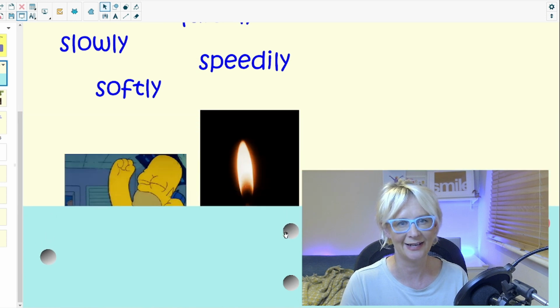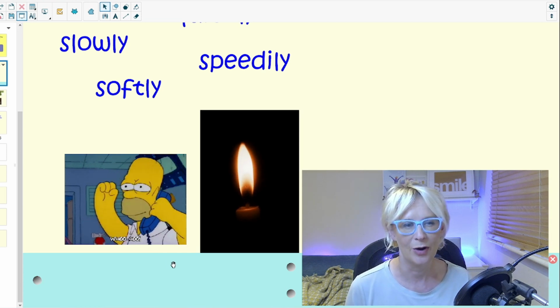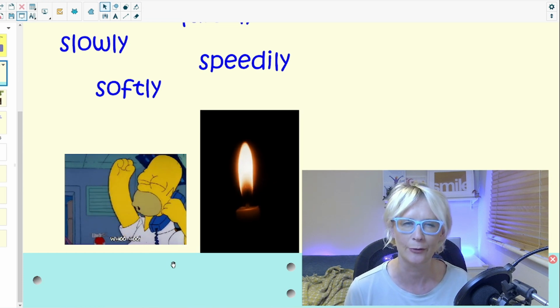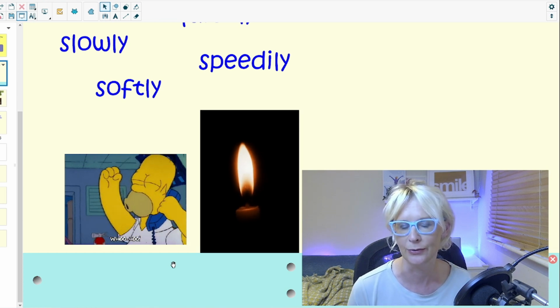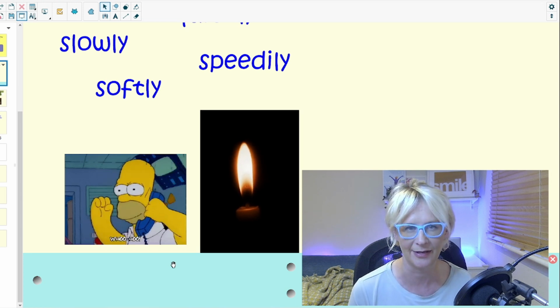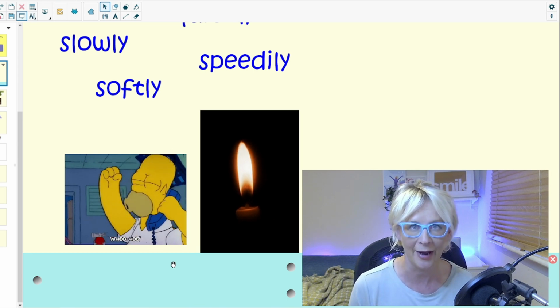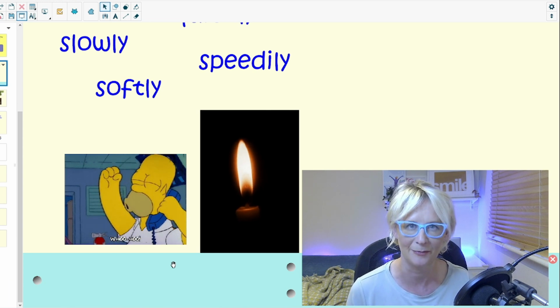Okay, so let's take a little look then. We've got this little gif here of Homer Simpson. So what's he doing? What's the verb? Well, it looks like he's talking on the phone or he's cheering. How is he doing that? Let's give our reader a little bit more information. Well, it looks like he's cheering quite loudly because he's going woohoo. So yeah, cheering loudly, and loudly would be the adverb in that situation because it's describing the verb. If he was cheering quietly, yay, it would change, it would modify the verb.